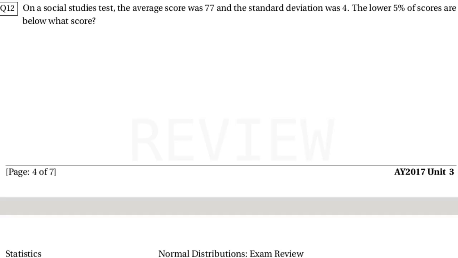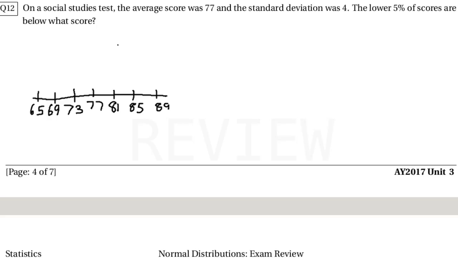Okay, so for this problem, we are given a normal distribution of scores, and we can say that here we have the social studies test, and the average score was roughly about 77, and there's a standard deviation of 4. So 1, 2, and 3. Let's see, if we do plus 4, that's going to give me 81, 85, and 89. Now if I go in the other direction, 1, 2, and 3, 77 minus 4, that's going to give me 73, and then we have 69 and then 65.